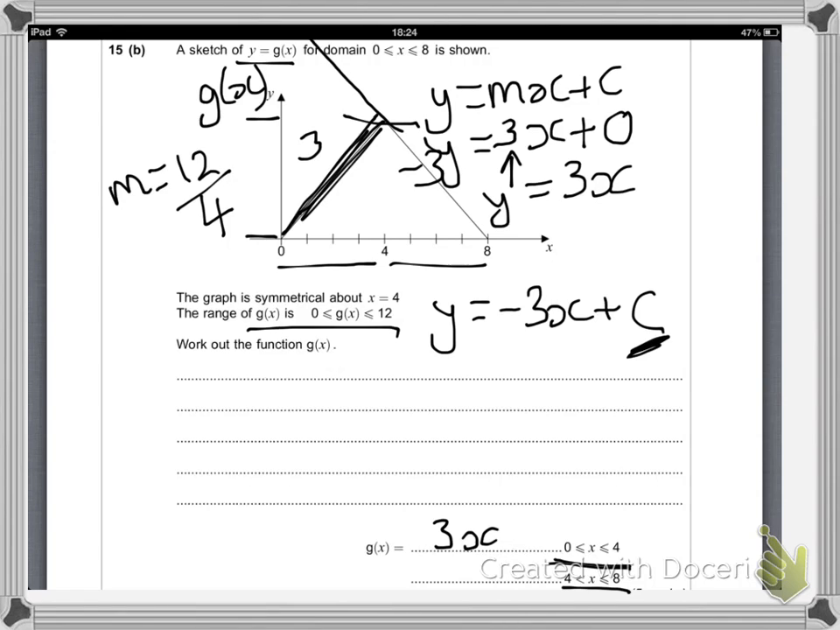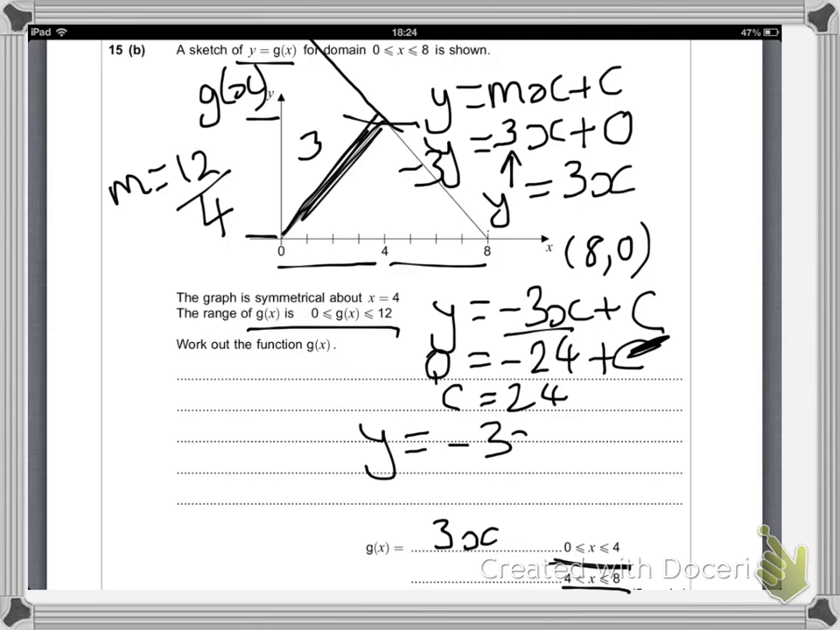It's going to go up and up and up, and it's going to cross the y-axis at some point. So what we need to do is put in a point that we know. The easiest point to use on the line is the 8, 0 point. So if we use the point 8, 0, which the line goes through, y is 0, x is 8, so minus 3 times 8 is minus 24 plus c, which means that c is 24. So the equation of this line is y equals minus 3x plus 24. And that is what goes on that line down there.